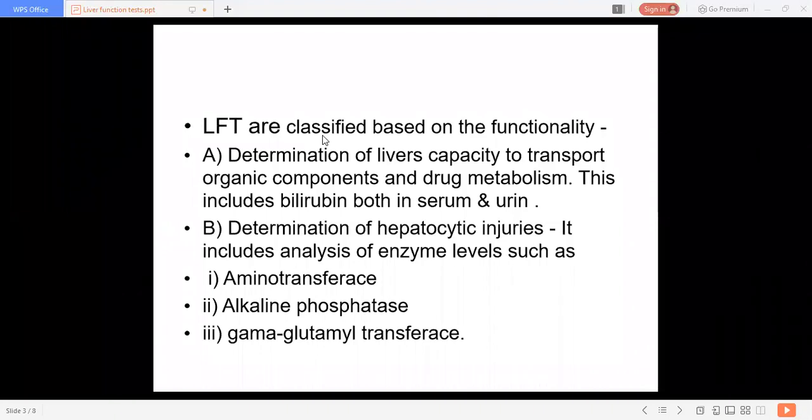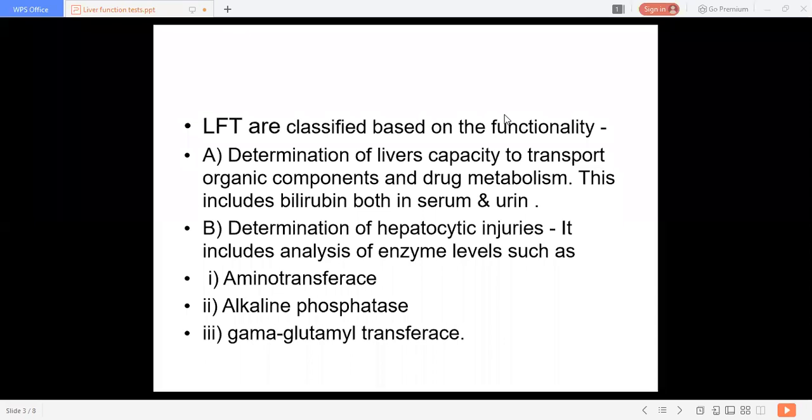So the types of bilirubin are total bilirubin, direct bilirubin, and indirect bilirubin. So the significance of that bilirubin, as well as the characteristics of that particular form of bilirubin related to diagnosis of the disease. Okay, so the first is determination of the liver capacity to transport the organic components and drug metabolism.